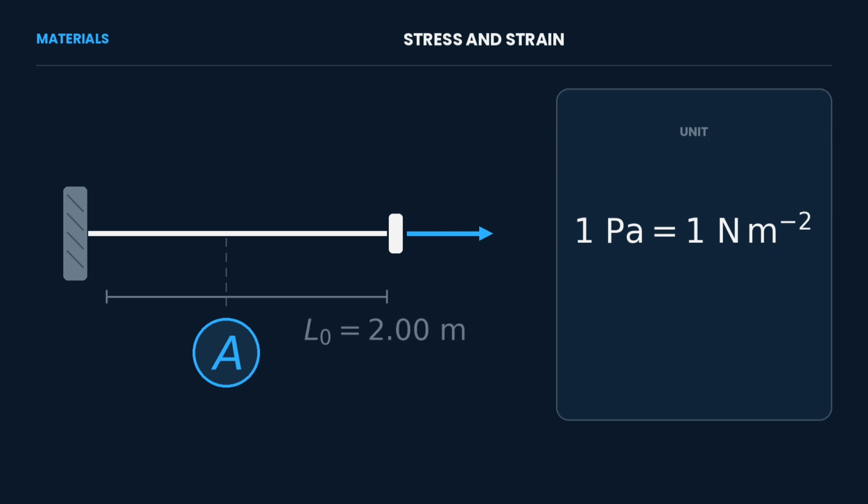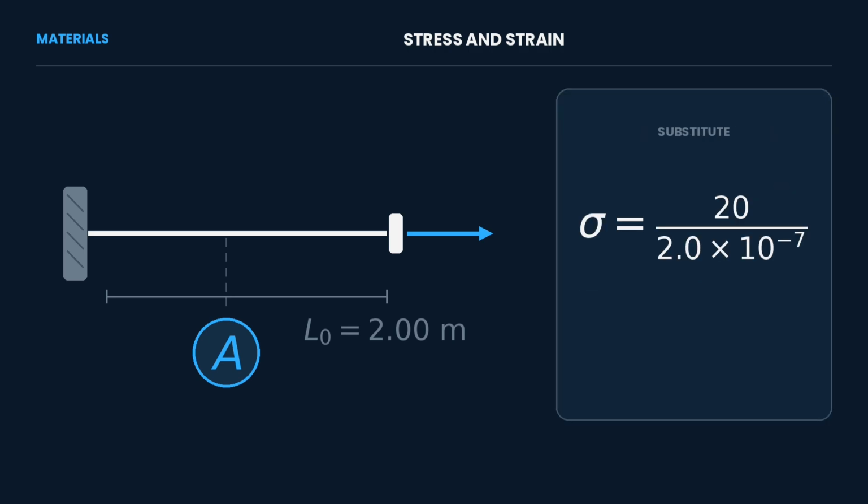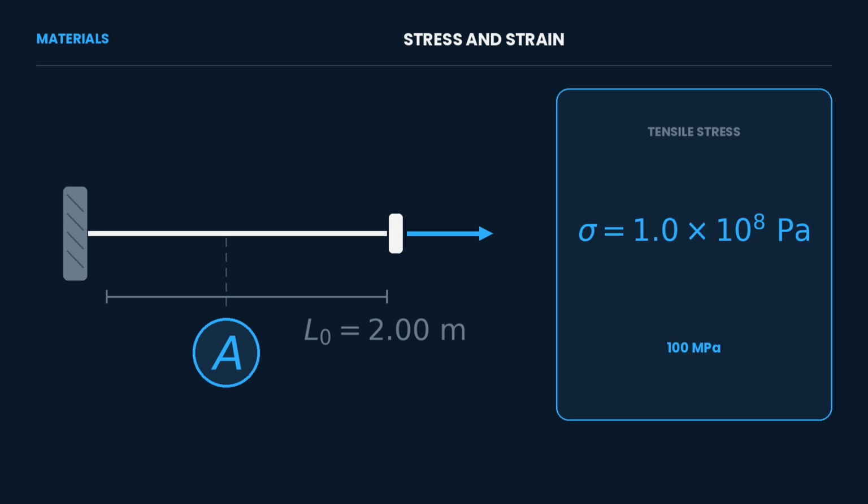Our test wire is 2.00 metres long. Its area is 0.20 square millimetres, or 2.0 × 10⁻⁷ square metres. Under a load of 20 newtons, its stress is 1.0 × 10⁸ pascals.